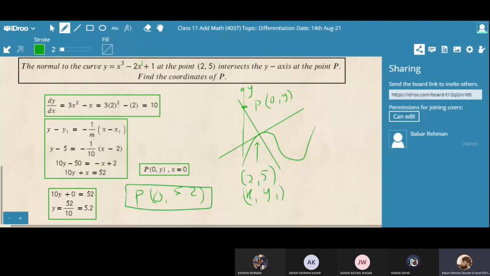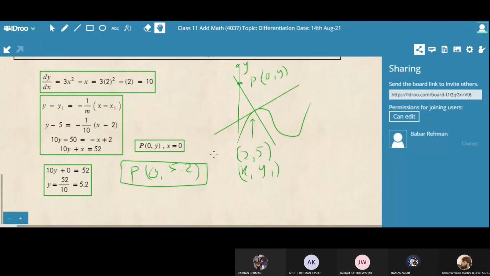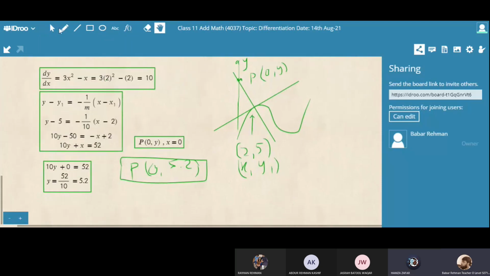Hope you got this concept, students. Yes, sir. Did you find this answer? Yes sir, there was just a small mistake in the equation.